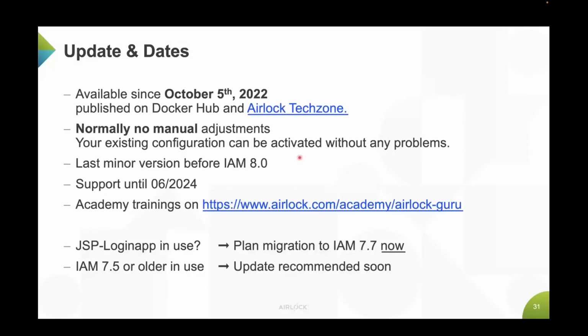So just a few dates and other information. The release is available since October the 5th. And as always, it's available on the Tech Zone and on Docker Hub. When upgrading from 7.6, for example, to 8.0, you usually don't need to adjust anything unless you use new features that, for example, require the database schema to be updated. As said many times now, it's the last minor version before 8.0. It's the last version with both Loginapps, and it's supported until, actually, July 2024. It's not June as it's written here.